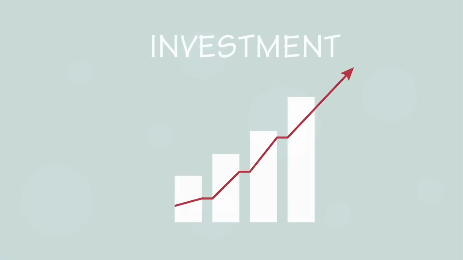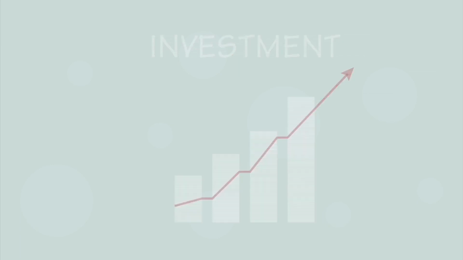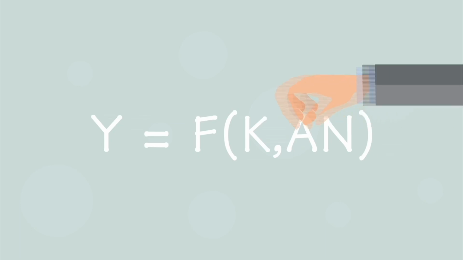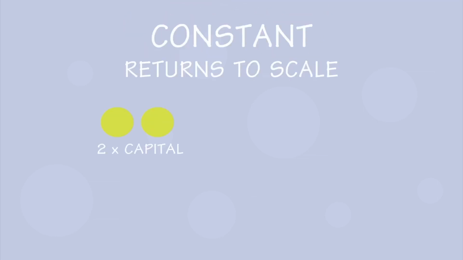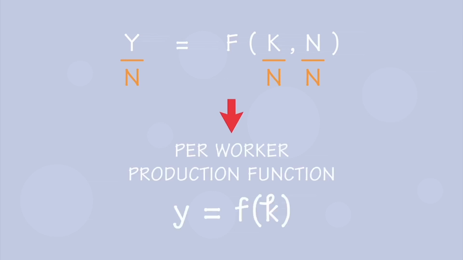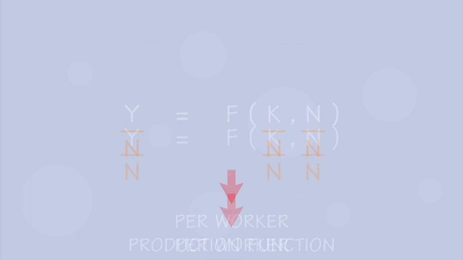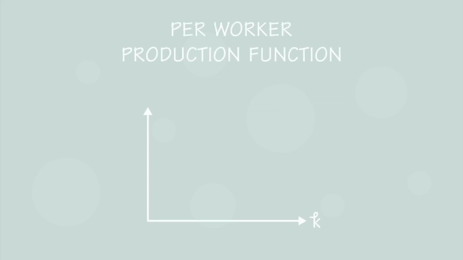To construct the basic Solow growth model, there are two things we need to understand. Let's dig into the first part, the investment. In the production function, assume that there are only capital and labor, so now our production function will look like this. Then assume that the production function has constant returns to scale. This means when we double the input, the output will also double. So if we divide this production function by N, the aggregate production function turns into what we call the per worker production function. In the graph, we will see that as capital per worker goes up, output per worker will also go up, but the output will go up at a decreasing rate. This is what we call diminishing returns.